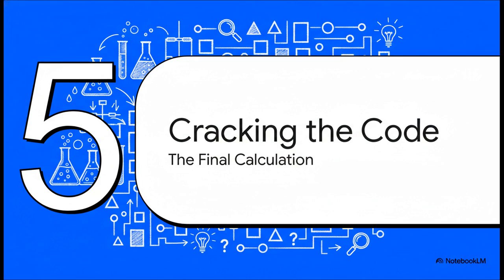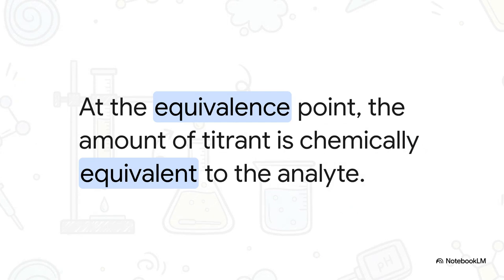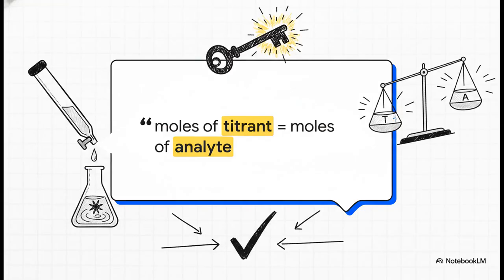Okay, so our informant has done its job. We've seen the color change, we've stopped adding the titrant, and we've carefully written down exactly how much we used. Now comes the best part, cracking the code and finding the answer. The math behind this actually rests on one really simple, beautiful idea. At that perfect equivalence point, the amount of the known stuff we added is chemically equal to the amount of the unknown stuff we started with. Or to put it even more simply, the moles of the titrant equal the moles of the analyte. That's it. That simple equation is the key that unlocks this entire mystery.